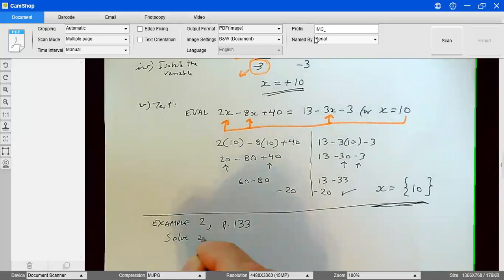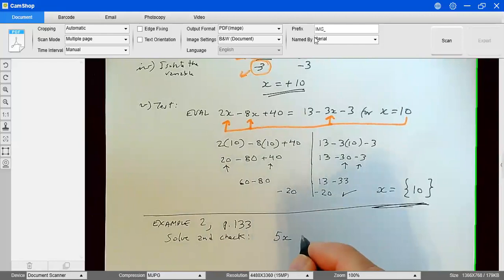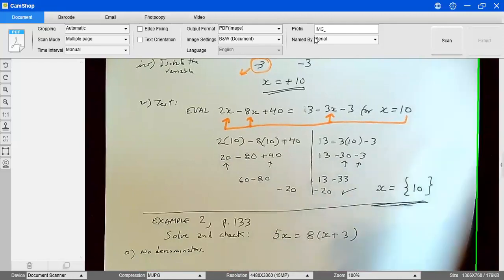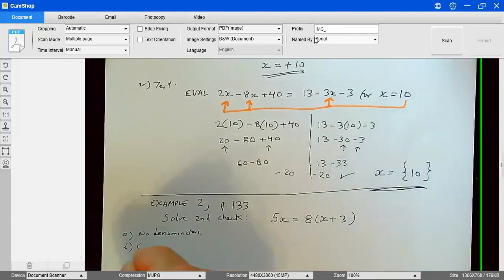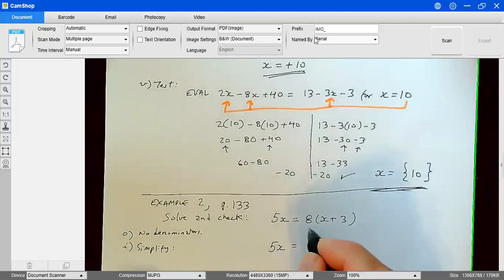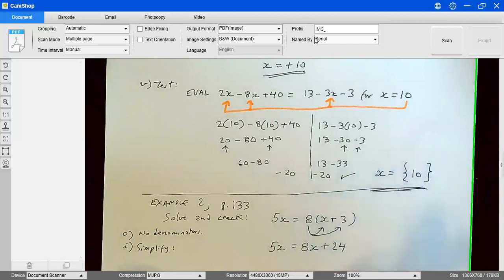So we're going to solve 5x equals 8 times x plus 3. So no denominators. Perfect. Then we're going to simplify each side. In this case, the left-hand side is fine. The right-hand side, we need to apply the distributive property. So 8 times x is going to be 8x, and 8 times 3 is going to be 24.